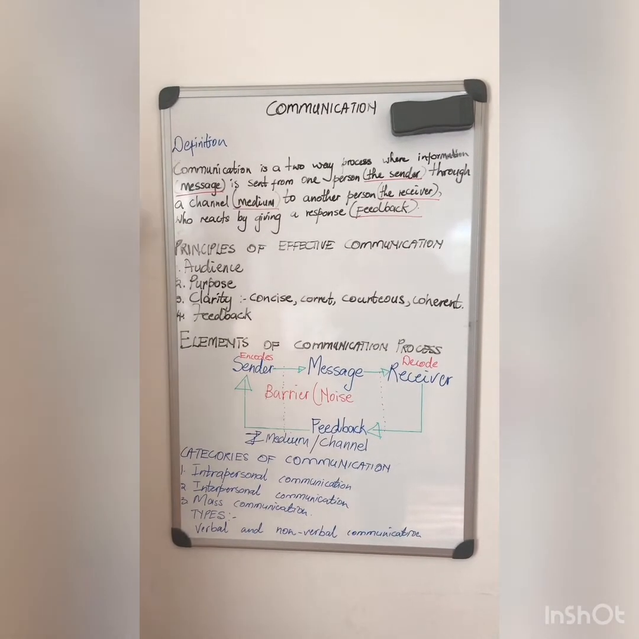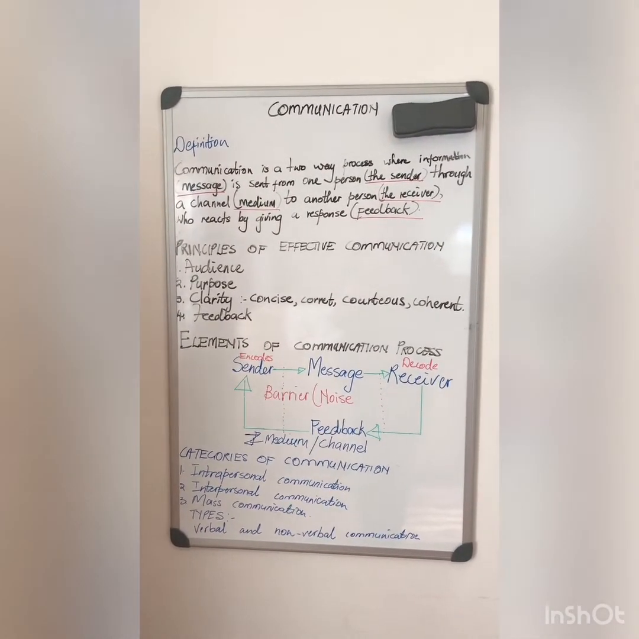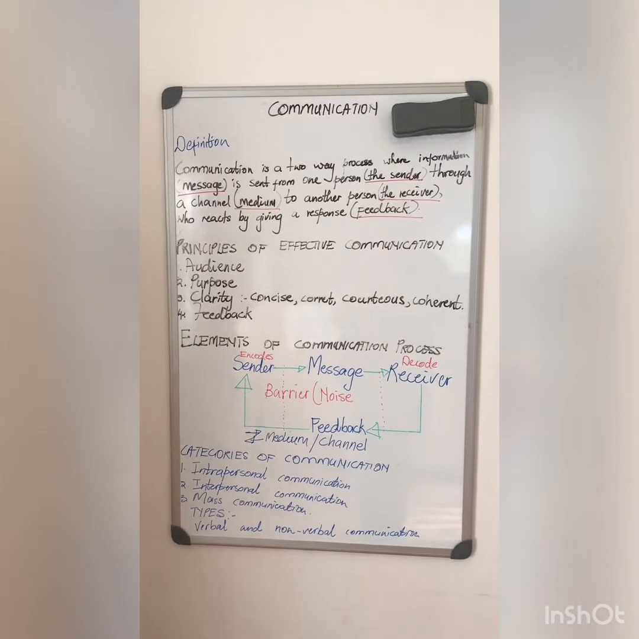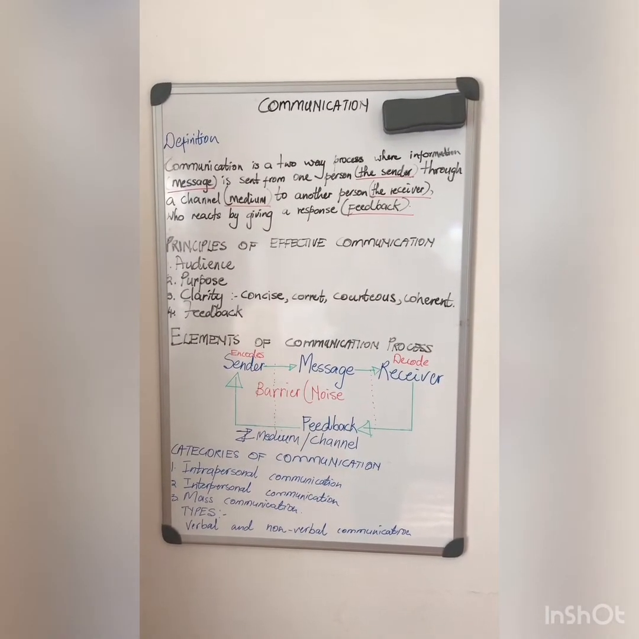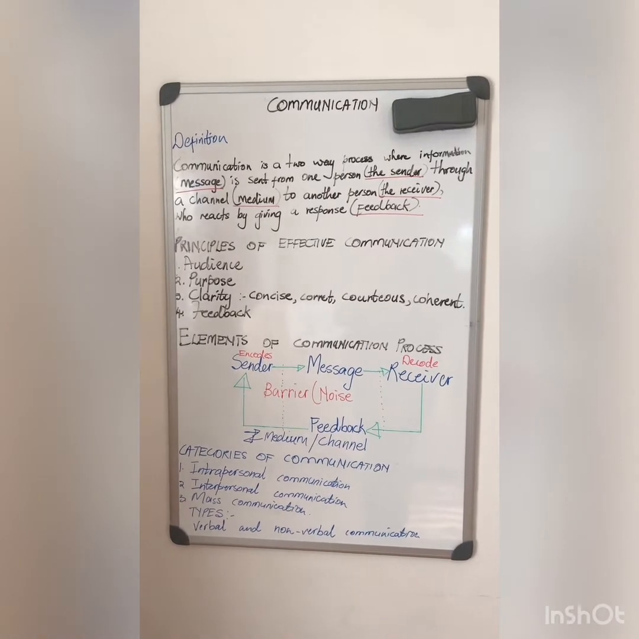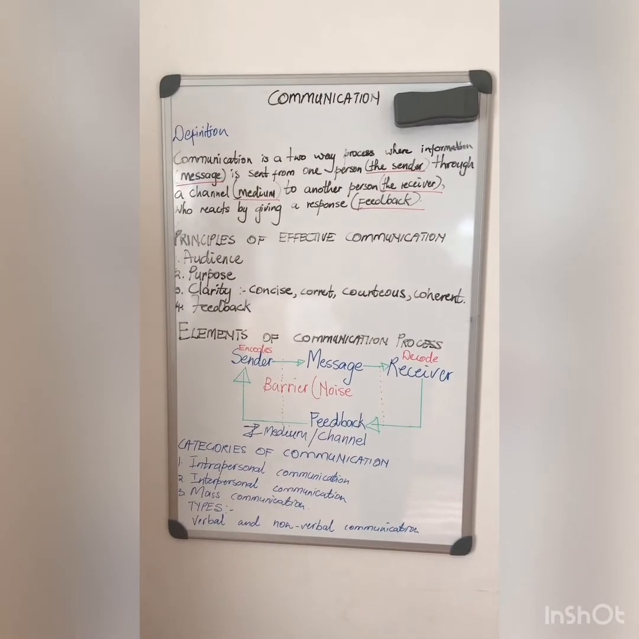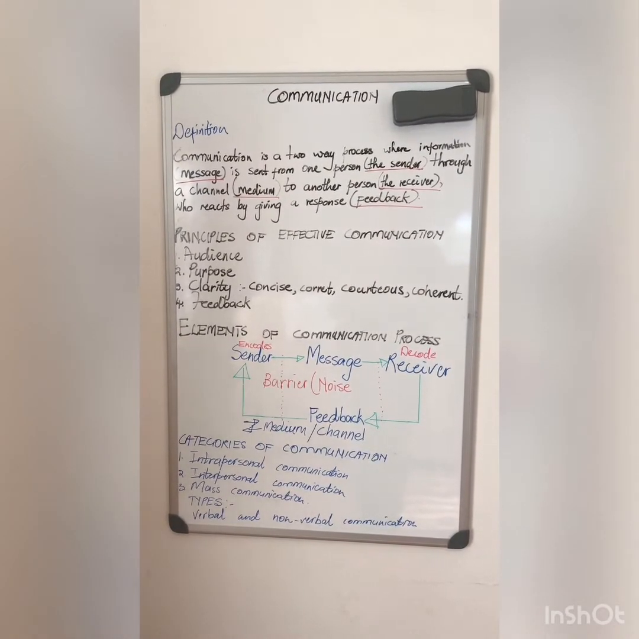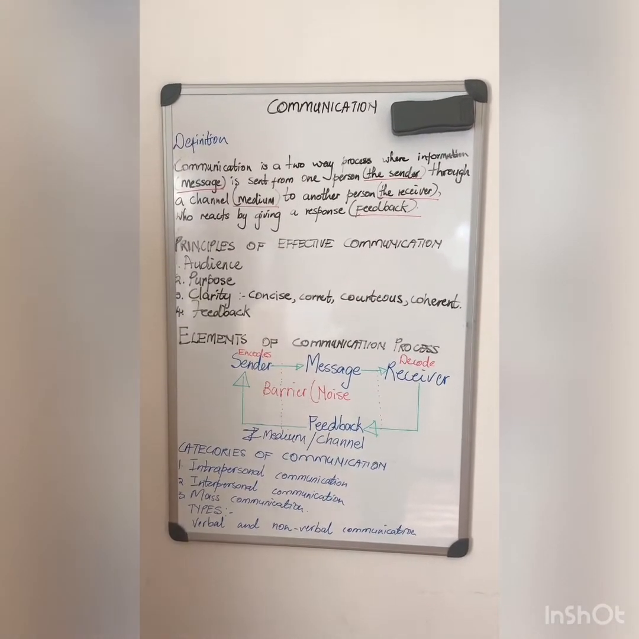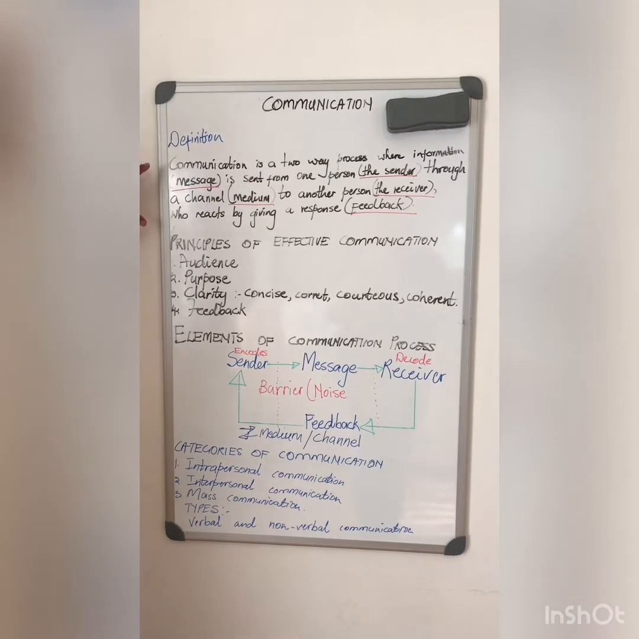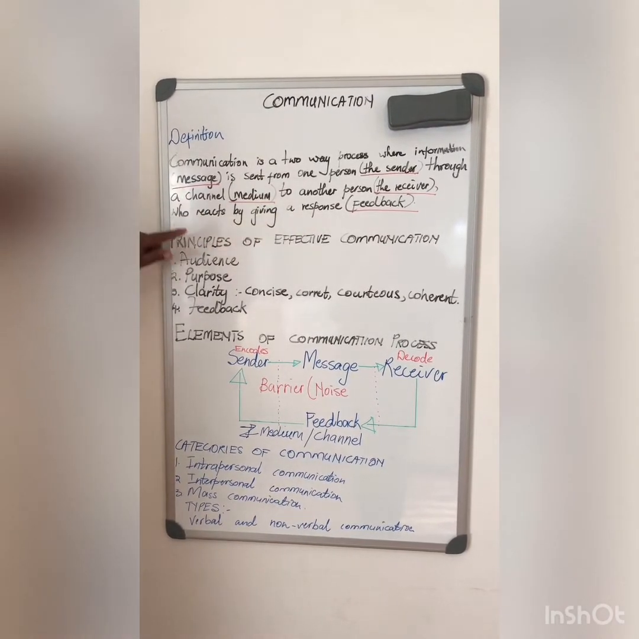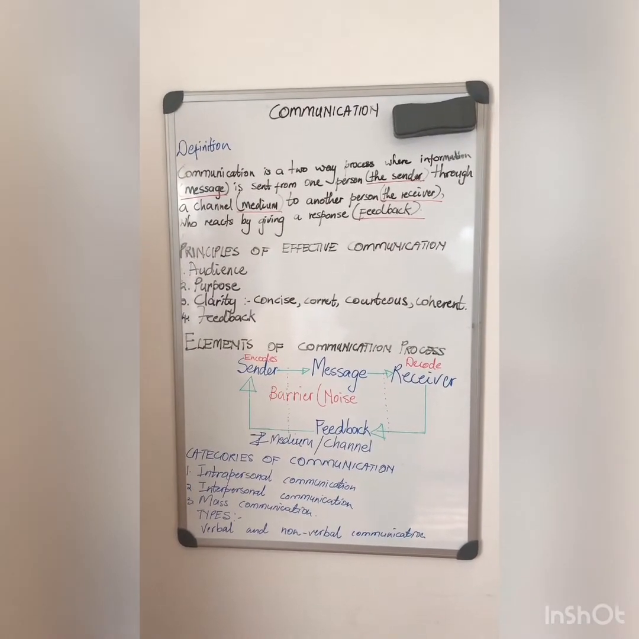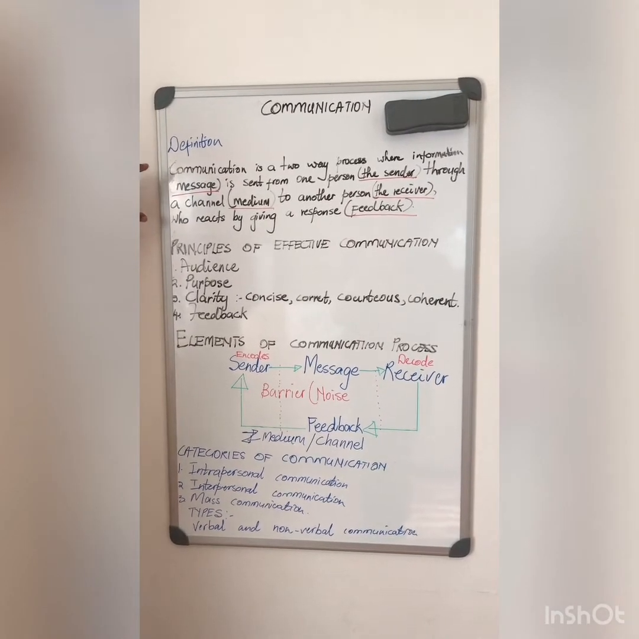Nonetheless, I have prepared a definition for you, and I'm saying communication is a two-way process where information, which is message, is sent from one person who is the sender through a channel, which is the medium, the manner in which the message is conveyed, to another person who is the receiver, who reacts by giving a response, which we call feedback. Okay, now looking at my definition, I have underlined some terms: the sender, message, medium, the receiver, and feedback. These are the most important part of our definition.